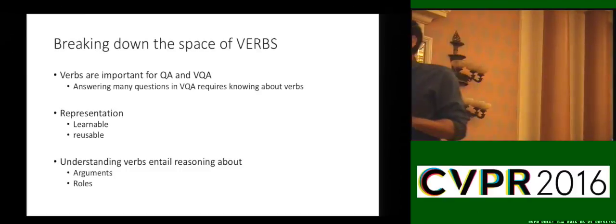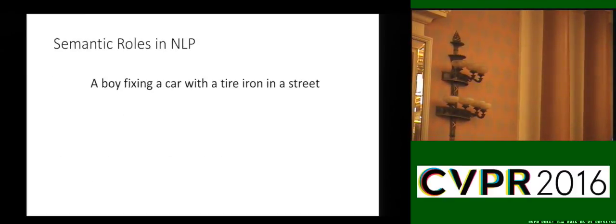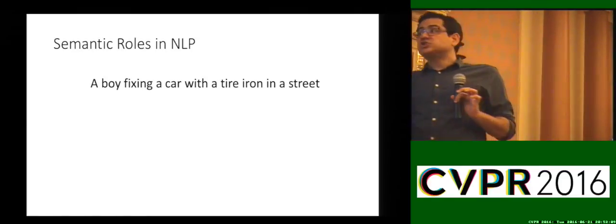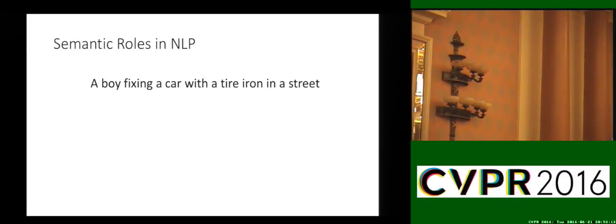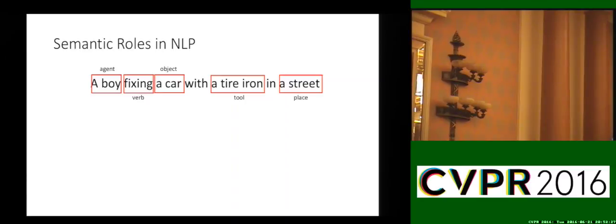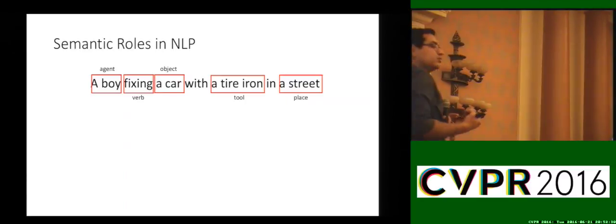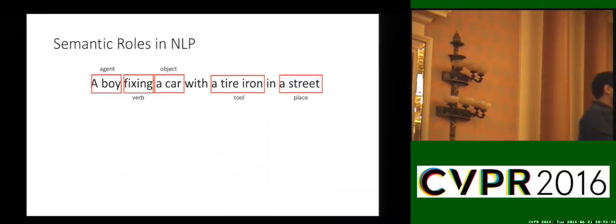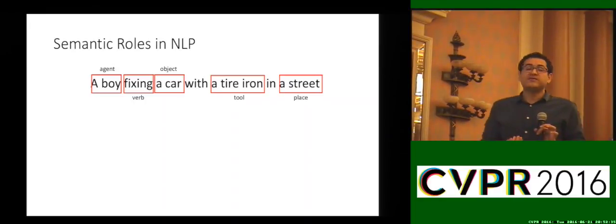It turns out that folks in NLP have already thought about this problem. Semantic role labeling is an example of that problem. This in fact exactly breaks down the space of verbs for us. It defines verbs as functions, where those functions take arguments. For example, for the sentence, a boy fixing a car with a tire iron in a strip, you can detect the verb, you can figure out the agent, the object, a tool, and a place. That's exactly the kind of semantics we need for understanding and summarizing actions or images that depict a form of action.